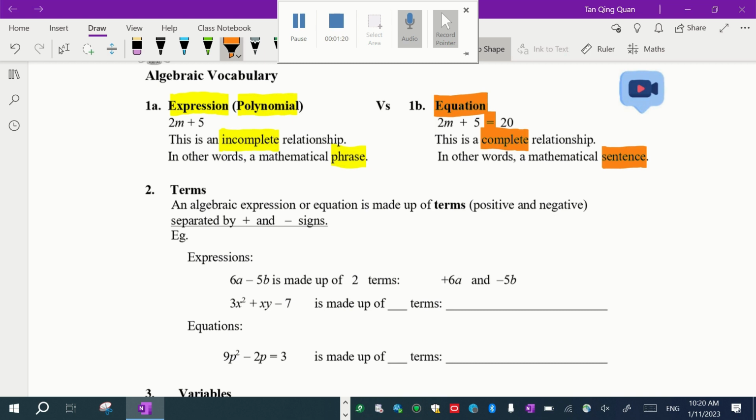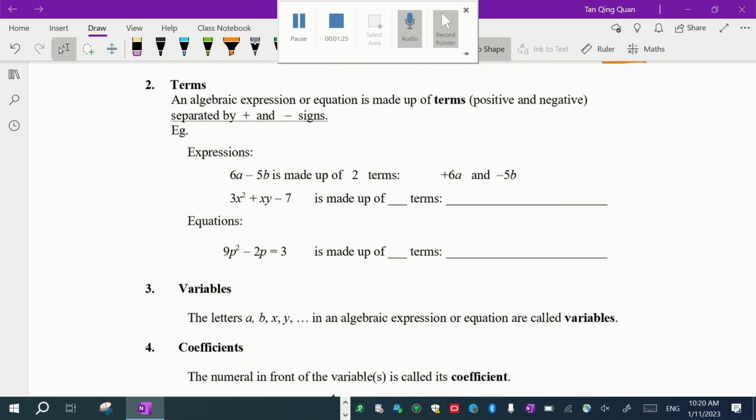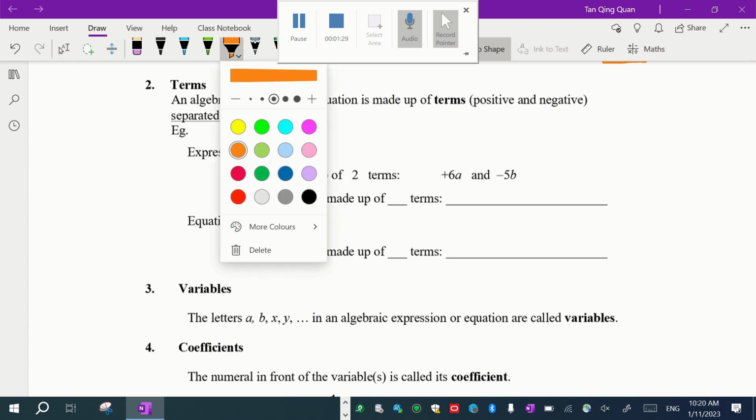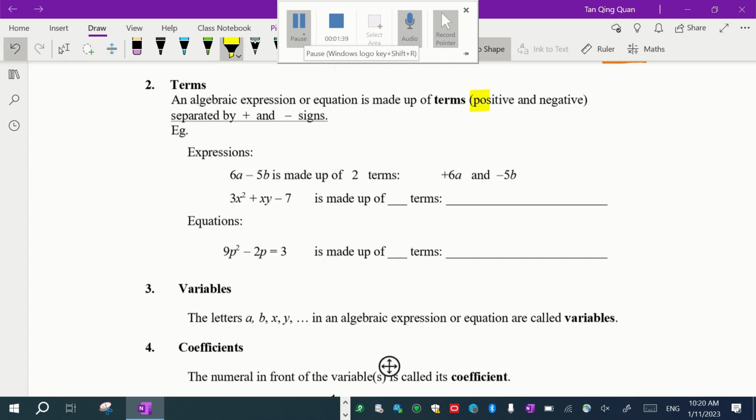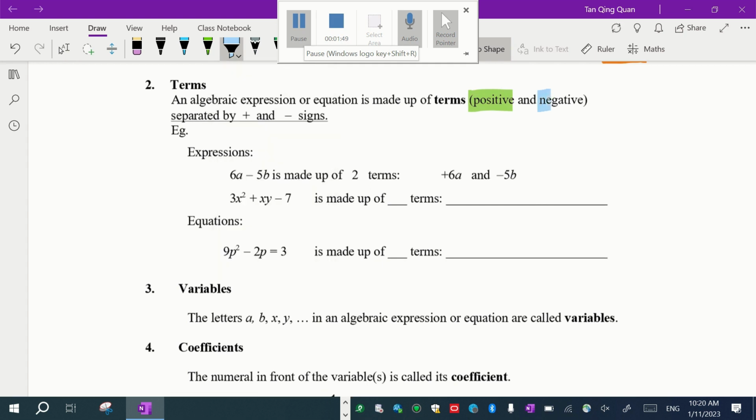Okay? So as we move on, we will then look at the next part, which will be what we call terms. And for terms, there are both positive terms, I'm going to use green color, and negative terms. Okay? And how do we know it is a positive or negative?